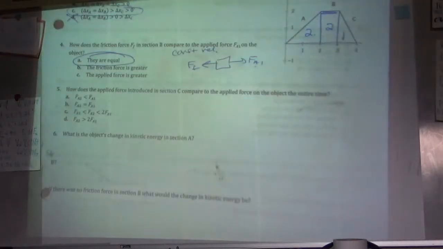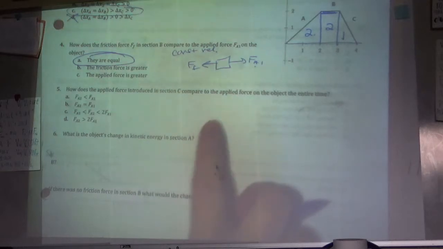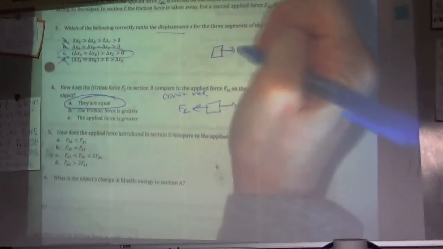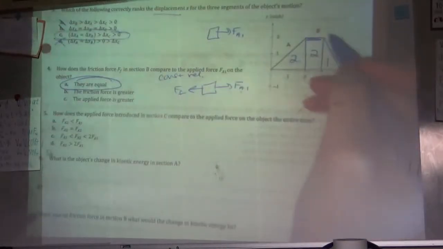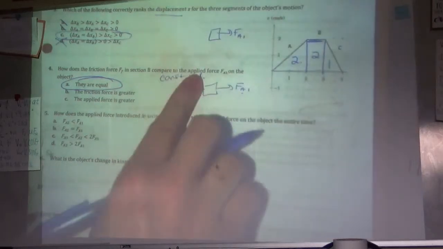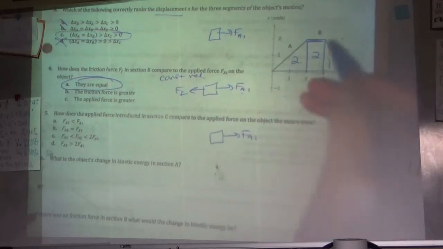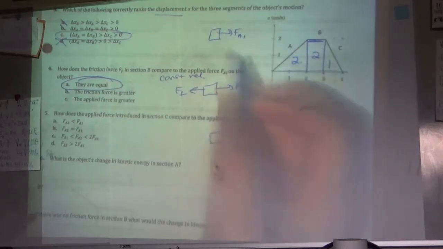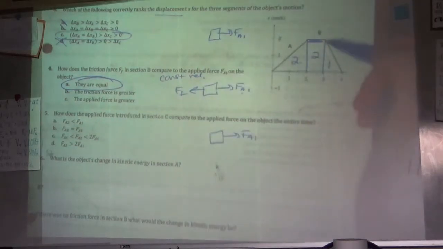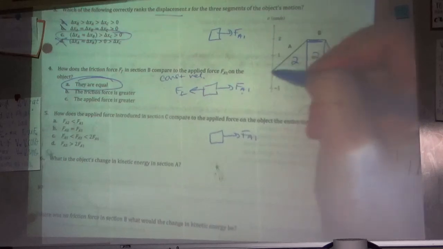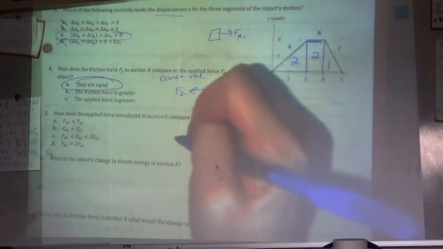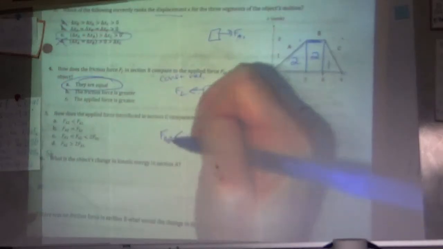Number 5, how does the applied force introduced in section C compare to the applied force acting on the object the entire time? So in part A, it has just the applied force 1. In part C, we introduced the friction in B, but then took it away. So in C, I still have the applied force 1, but I now have the second applied force. And because the object is slowing down, whereas with just the applied force it was speeding up, that means that this force must be greater, FA2.